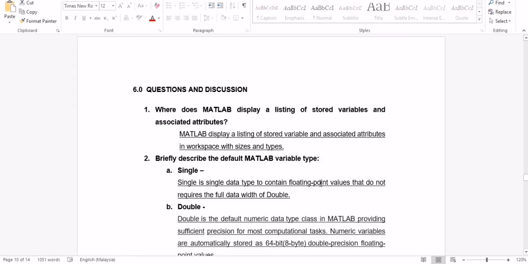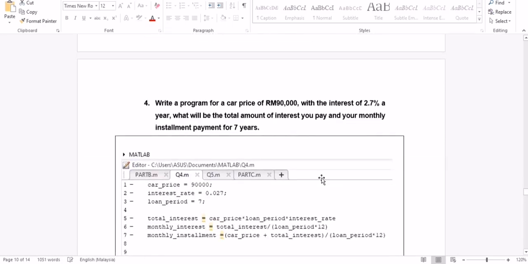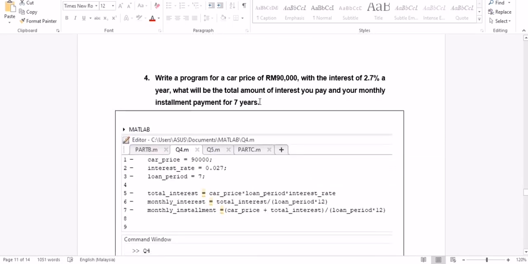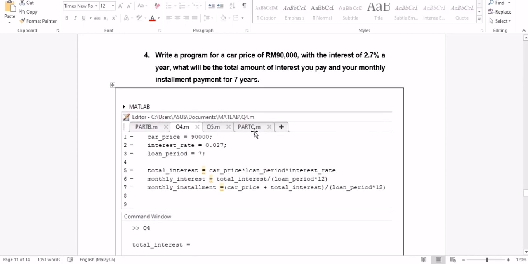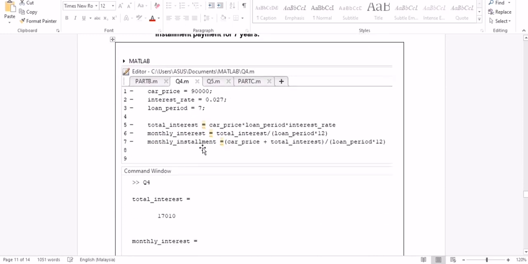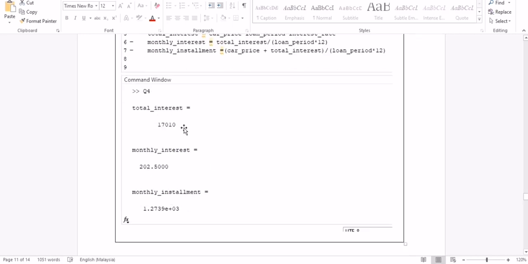Then we proceed to the question and discussion part. Here we have done some questions and also solved 2 problems. The first problem is to find the total amount of interest in 7 years. They gave that the car price is 90,000, the interest rate is 2.7%, and the loan period is 7 years. So the total interest equals car price times loan period times interest rate. Monthly interest equals total interest divided by loan period times 12. Then monthly installment equals car price plus total interest, divided by loan period times 12. So here we get the answers.